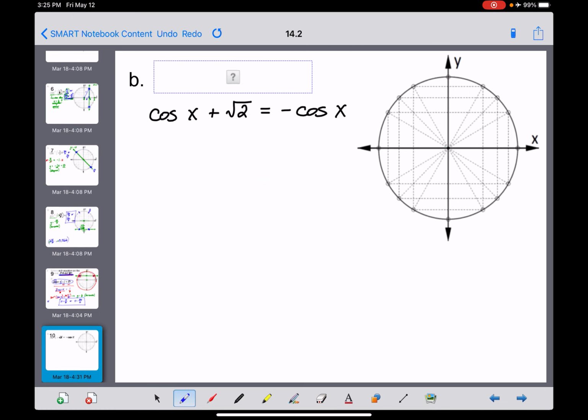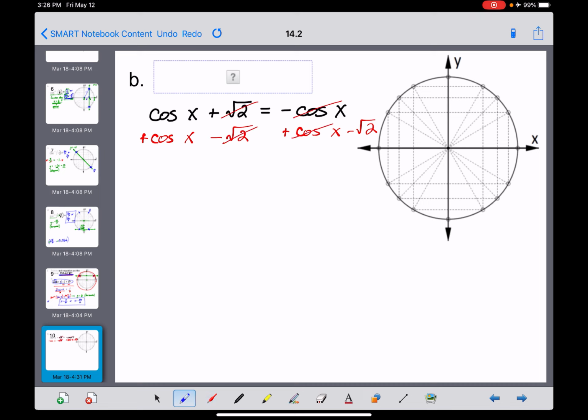The cosine of x plus the square root of 2 is equal to a negative cosine of x. Okay, this one's a little weird because we've got variable terms on both sides. So to fix that, I'm going to add this cosine of x to the right and also to the left. And at the same time, I don't like where that root 2 is. I'm going to move that to the other side by subtracting a root 2. So these terms are going to cancel. Those are going to cancel.